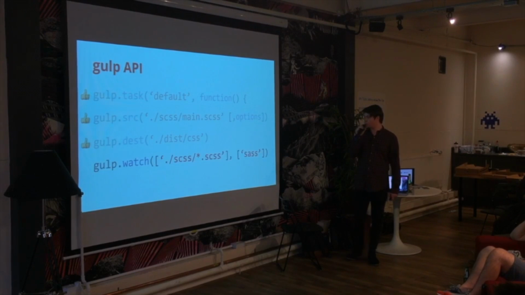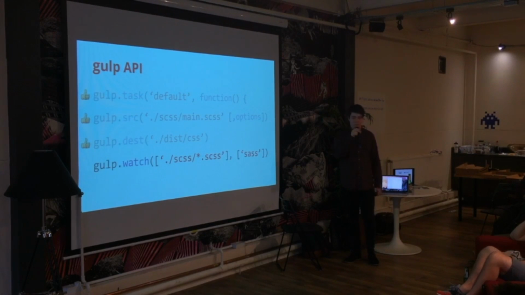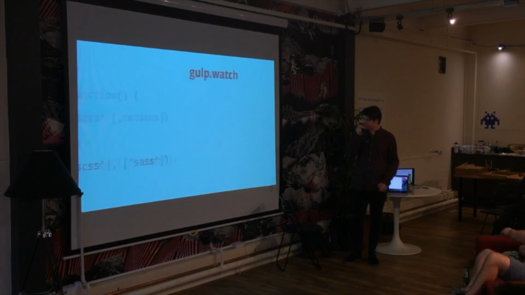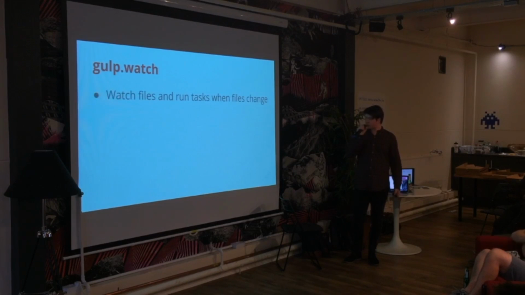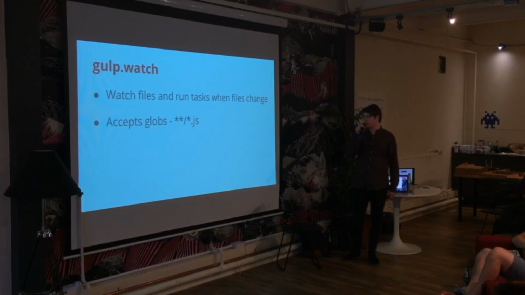So finally we've got gulp.watch, which is probably the most powerful one. As Jonathan mentioned, it comes out of the box with Gulp. You don't need to install any extra plugins. So it watches files and runs tasks whenever files change. Like source, it accepts globs, which means you can look for any JS file in any directory, whatever you want.